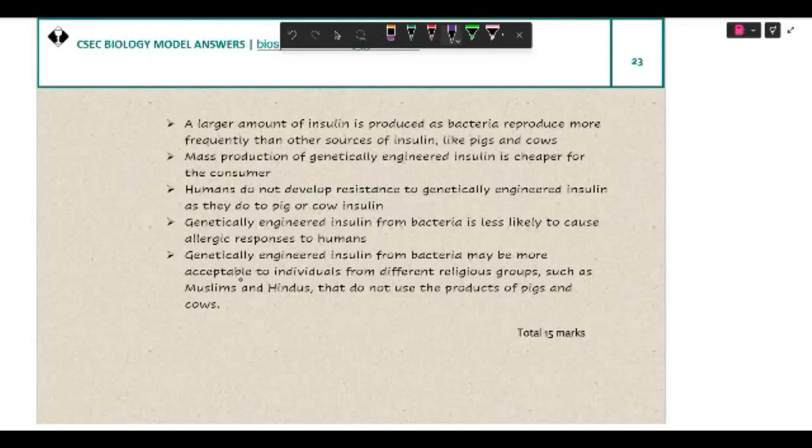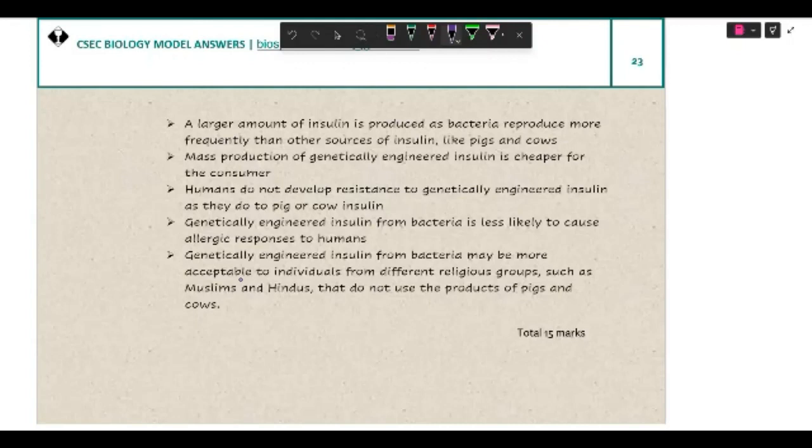And then we have humans do not develop resistance. That's true, because it's human insulin. So our bodies are not going to reject it or resist it, right? And then that brings us to the next point where we don't have as many allergic responses.